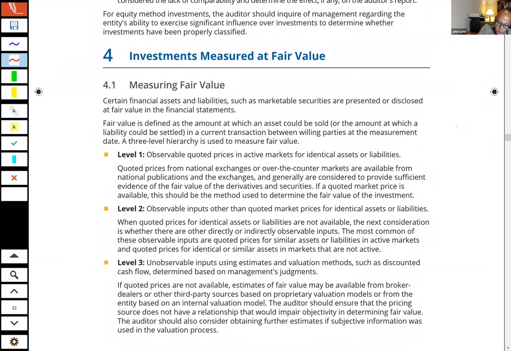Level one inputs means that there are quoted market prices. Level two means that there are similar or identical assets if the stock is not traded. And then you could have level three, unobservable inputs, which would be determined on management's judgment. And it's probably here for these level three that you're getting that third party independent opinion on the value of some of these stocks that aren't listed.